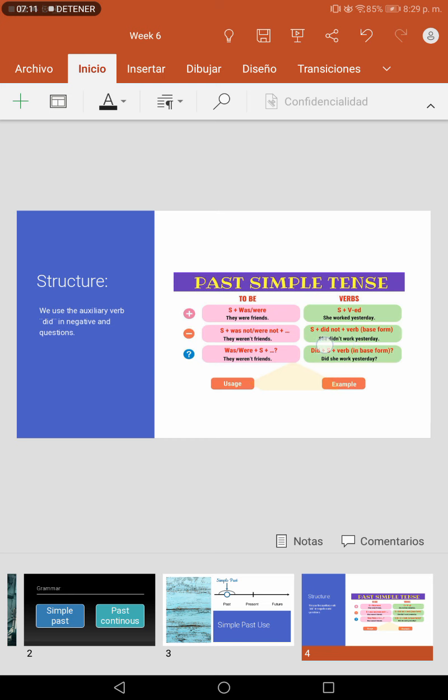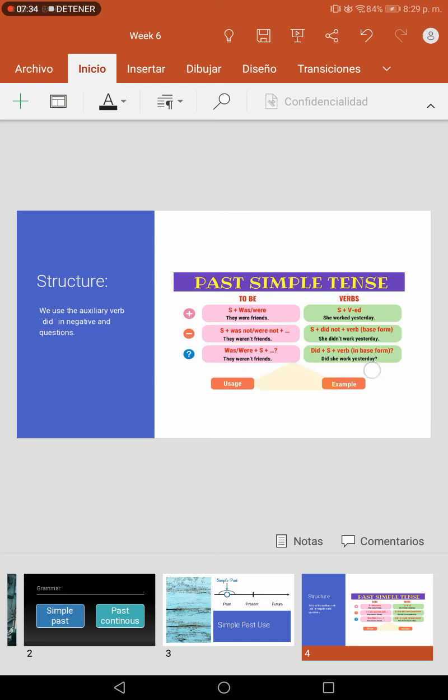Students, she didn't work yesterday. Ella no trabajó ayer. ¿Sí? Ella no trabajó. ¿Por qué lo conjugamos cuando lo traducimos a pasado? Porque tenemos el auxiliar did. She didn't work. Ella no trabajó. ¿Sí? ¿Qué le da esa connotación en pasado? Que tiene el auxiliar did.